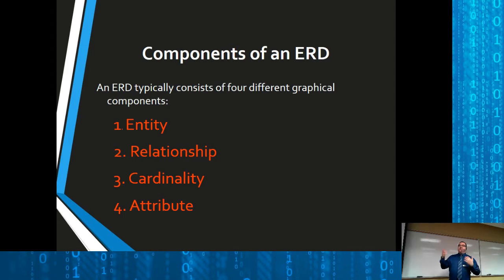When you get to the physical side, number one is a table, number two is a relationship, number three, still cardinality, number four, fields. So once you get to the physical side, some of these things change names, even though they're the exact same thing. At some point, they just change names.